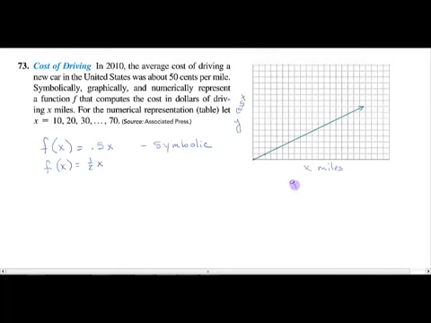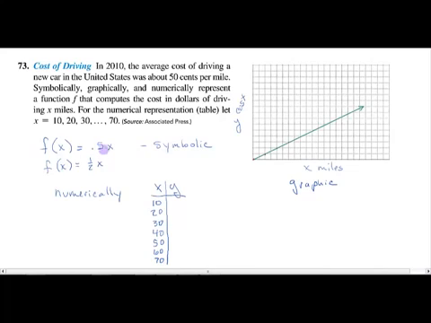Alright, so this is our graphic representation of the function. And then let's represent this numerically. Now numerically is a table. So numerically we make a table, and they've told us the values to put in the table: 10, 20, 30, 40, 50, 60, and 70 in that table.